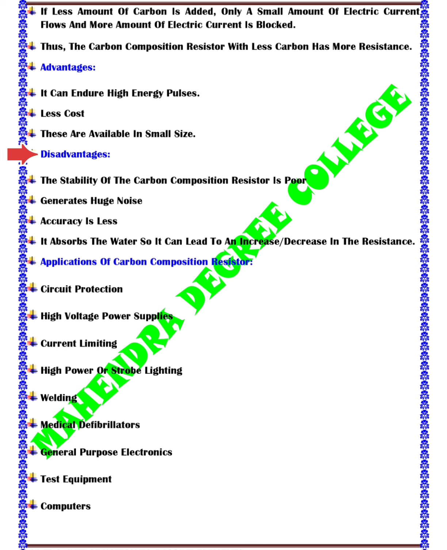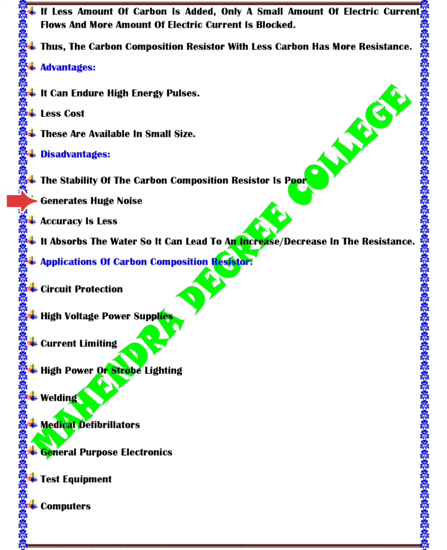Next, disadvantages of carbon composition resistors. First one, the stability of the carbon composition resistor is poor. It means the resistance value of carbon composition resistors can change over time and with environmental conditions, making them unsuitable for applications requiring precise resistance.